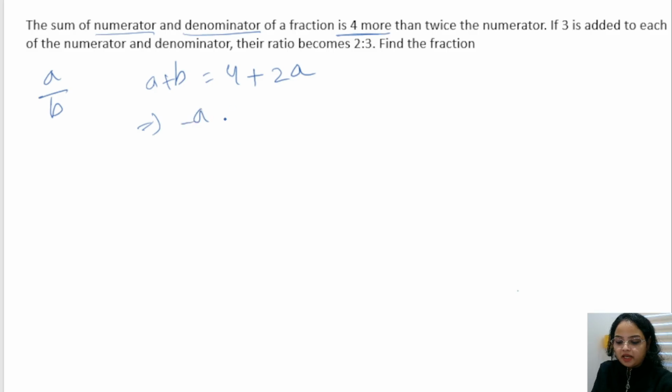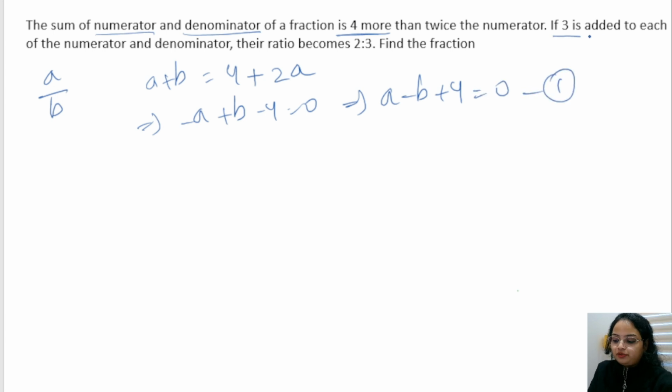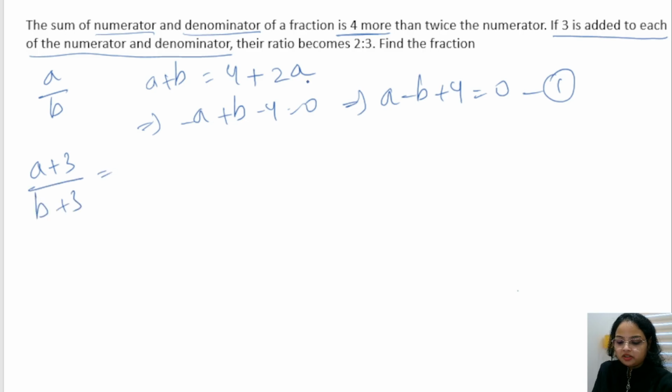So here I'll get -A + B - 4 = 0, which I can also write as A - B + 4 = 0. This is the first equation. If 3 is added to each of the numerator and denominator, to the numerator 3 is added and to the denominator 3 is added, then the ratio becomes 2 by 3. We'll cross multiply.